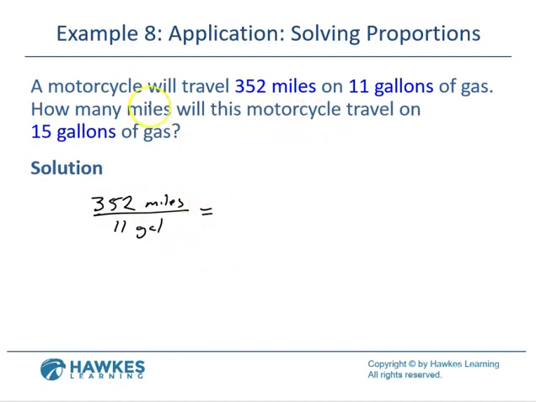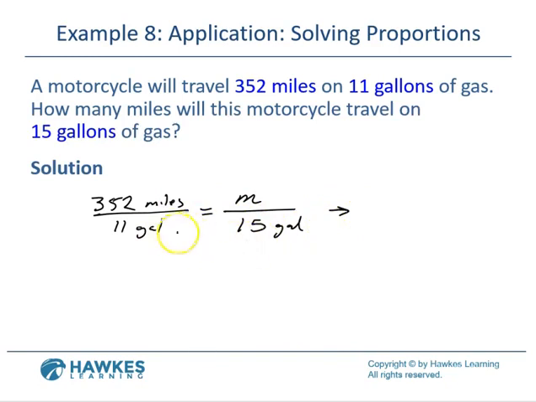Well, it says to me, how many miles will this motorcycle travel? Well, let's just use M for miles. I don't know how many miles, but I do know how far I can go. Let's see how many miles I'll be able to go on 15. Okay? And we'll put a gallon symbol. So notice what they're saying is this gallon needs to match up with this gallon. Miles needs to match up with miles. So now we can come in here and do our math.